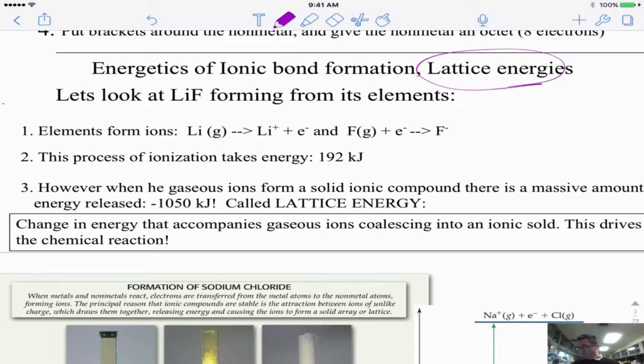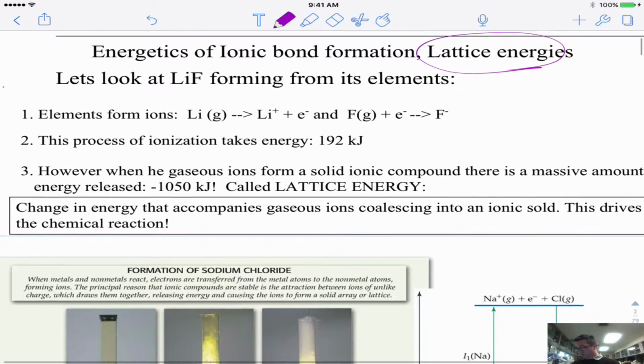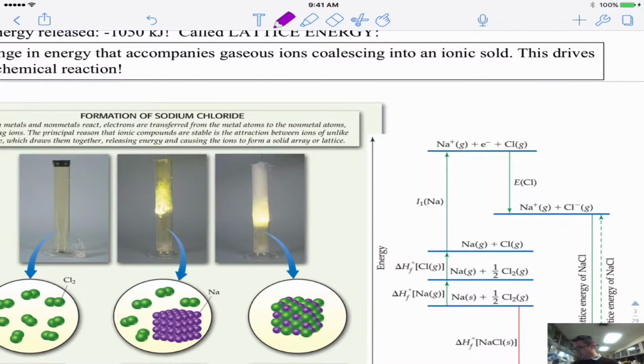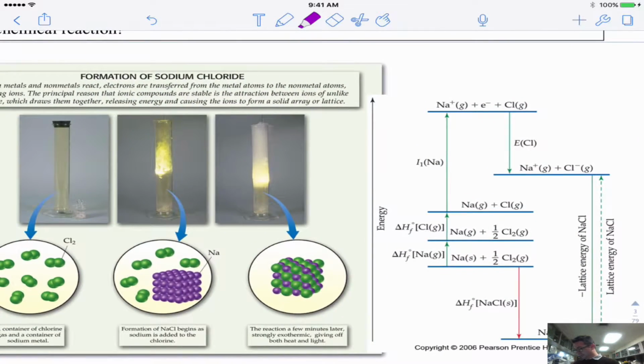And lattice energies, basically it's the energy when you go, if I show you this diagram down here, the lattice energy is when you go from a solid ionic compound and you change it into gaseous ions. And they show that here, that's the lattice energy. That's the energy required to move from the solid state up to the gaseous ionic state. So that's the lattice energy.